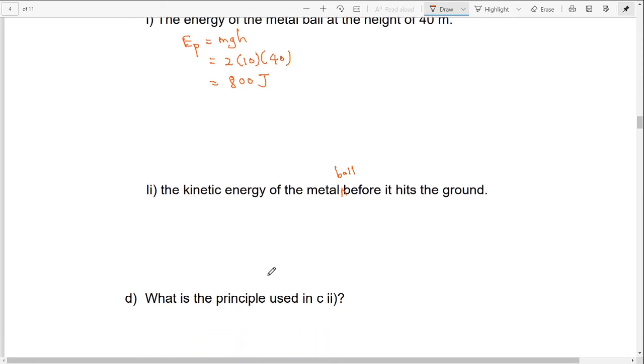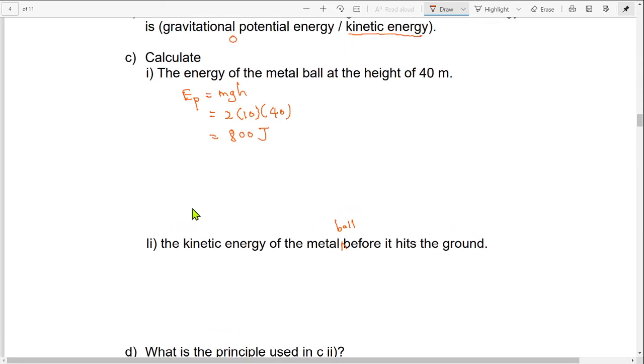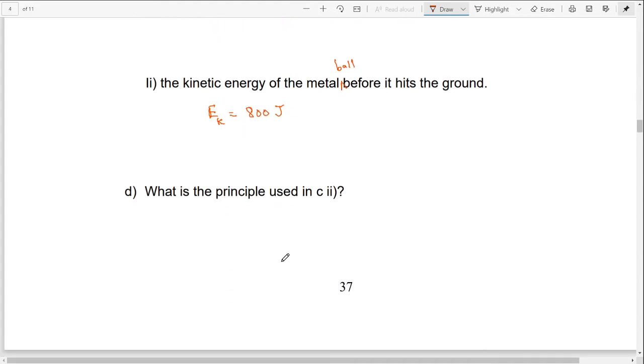The question asks, what is the kinetic energy of the metal ball before it hits the ground? Automatically this kinetic energy must equal 800 joule. We have shown that just now in the picture. So what is the principle used in C2? The principle used is the principle of conservation of energy.